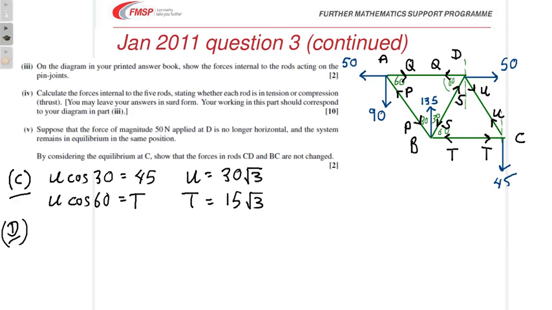Wait a minute, something's wrong here. Oh no, vertically, yes, that makes sense. Resolving vertically at the point D, S cos 60 equals U cos 60. So S equals U, in other words. And also, let's fill it in. S equals U then, which is 30 root 3.